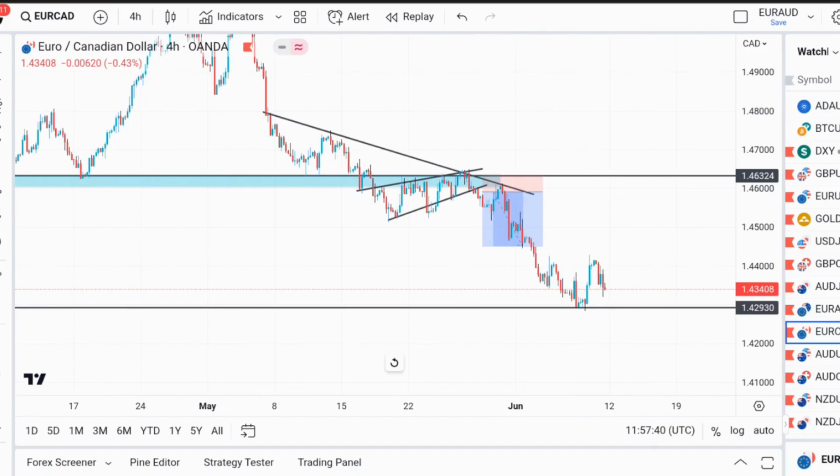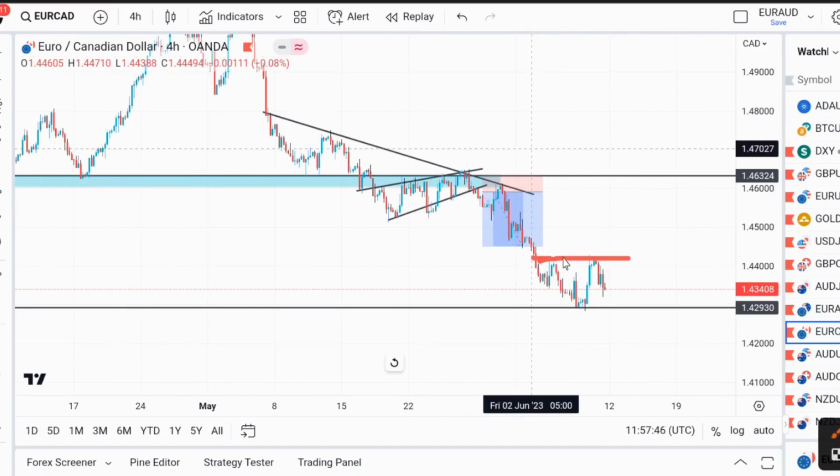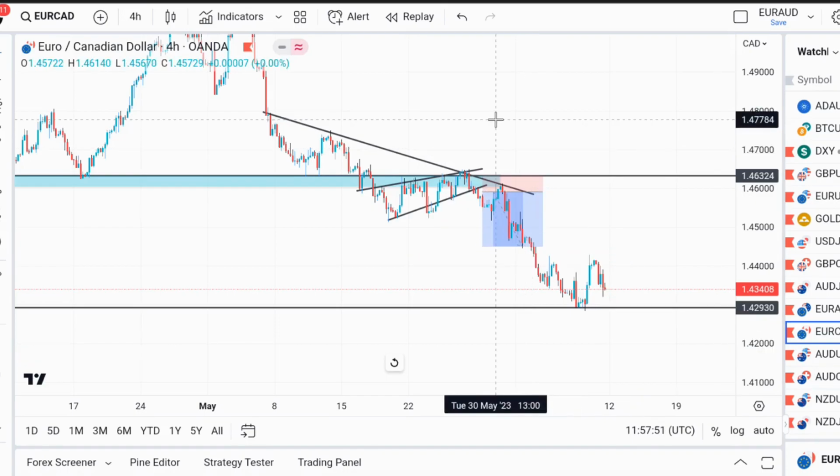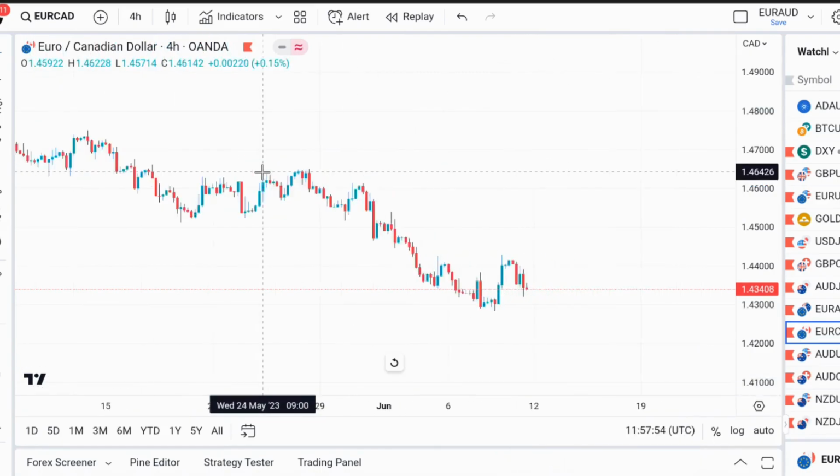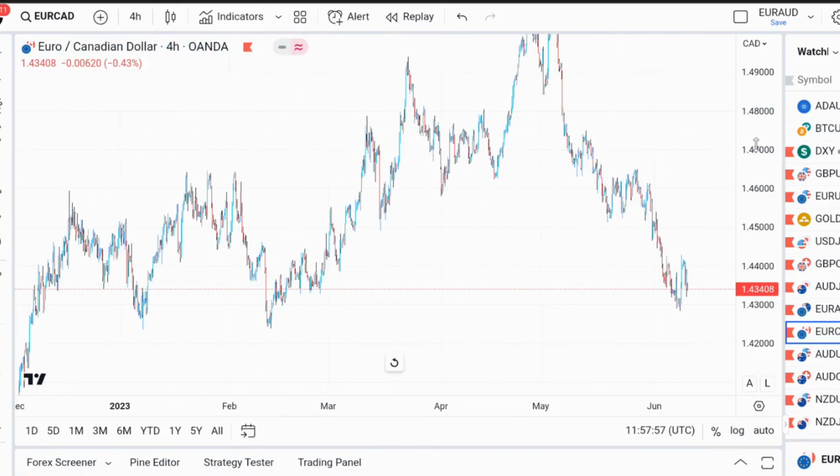But we see a rejection after the BOC hiked their interest rate on Thursday. We see a rejection back to this low right there. So let's delete it, and then let's see the next movement on Euro Canadian dollar.